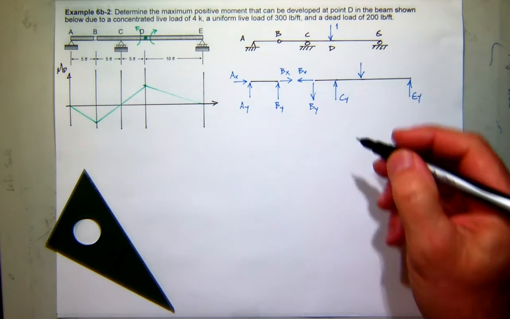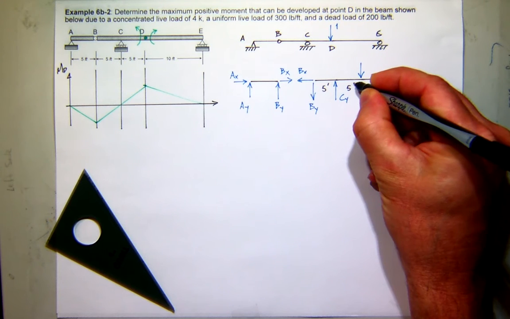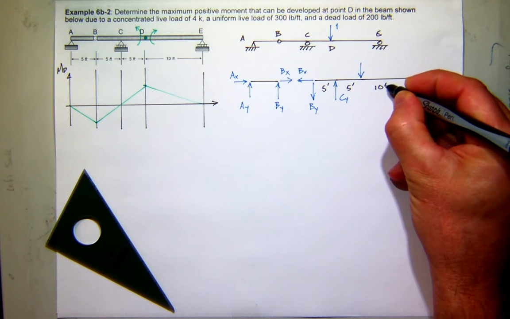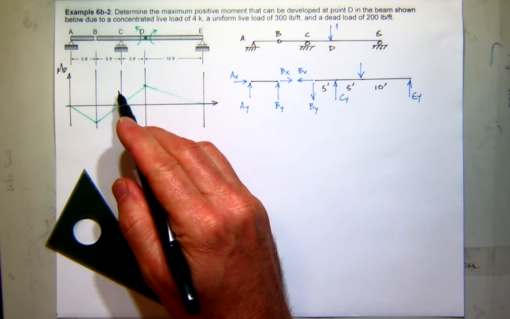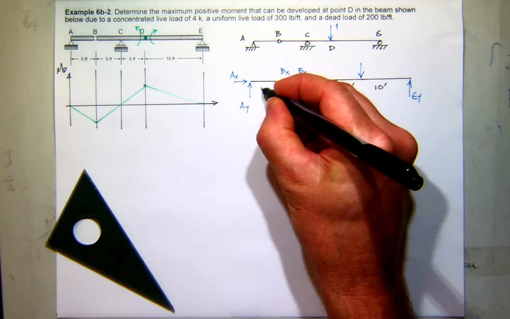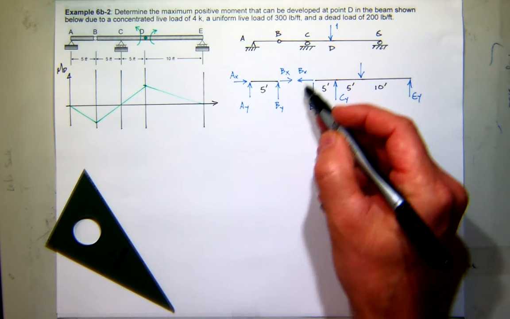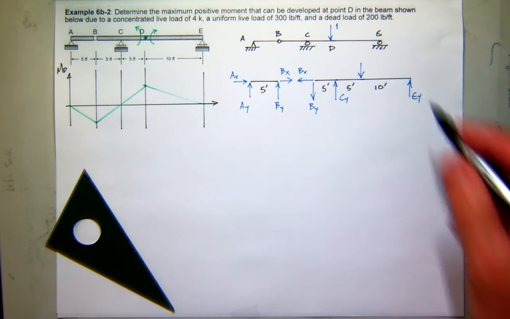So let me put some dimensions on here. This is 5 feet, 5 feet, 10 feet, and this is 5 feet. So there's A to B, and there's B to E. You see that?